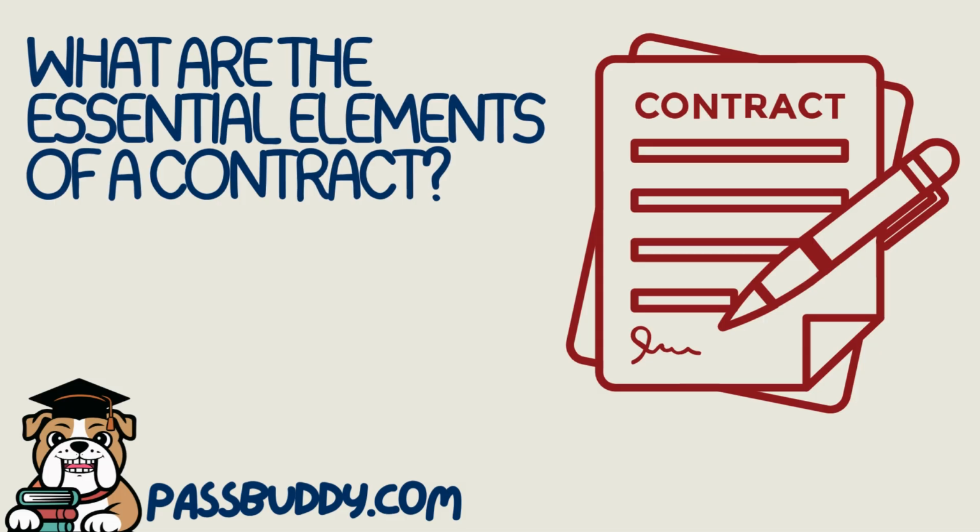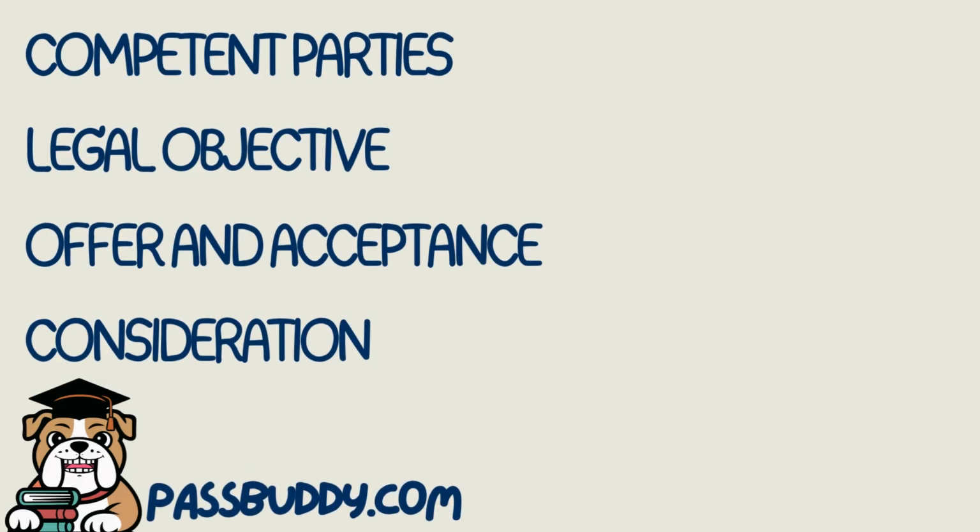So now let's talk about what those four essential elements of a contract are. So in order for us to have a contract, we need to have these four essential elements. Those are going to be competent parties, legal objective, offer and acceptance, and consideration. Now, an easy way for you all to remember this is clock without a K. So, clock without a K, you will have CLOC. So, you have competent parties, legal objective, offer and acceptance, and consideration.